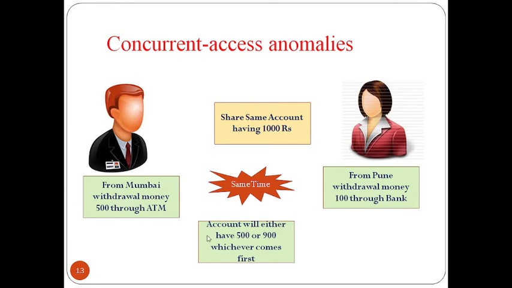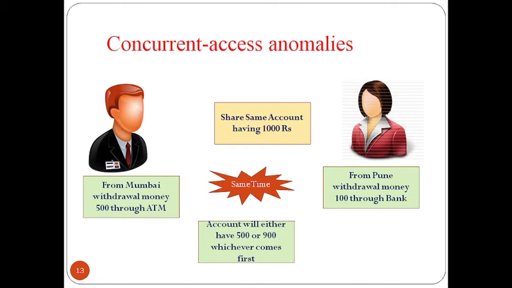The account will either have the 500 rupees, this one, or 900 rupees, whichever comes first, but both come at the same time simultaneously. So the database here doesn't understand what the value should be now, 500 rupees or 900 rupees, or 500 or 400 rupees. 500 plus the 100 means 600 rupees are getting reduced from the 1000 rupees. So it will be 400 rupees. So what will be my new value now? So the database management system will be tackling these problems.